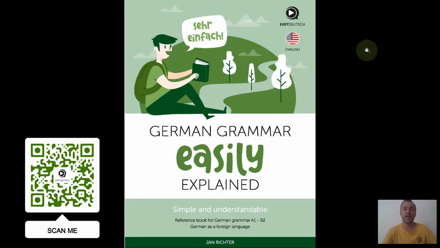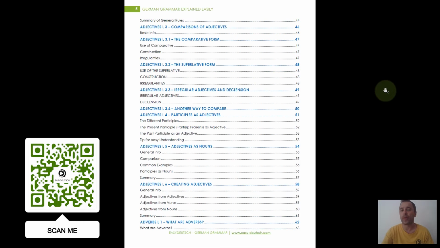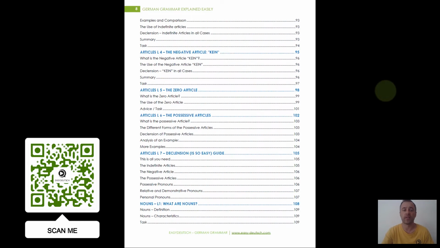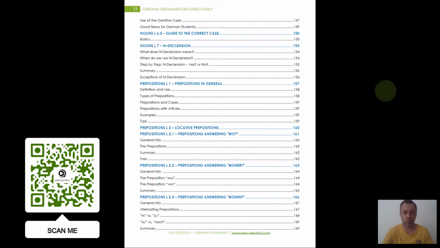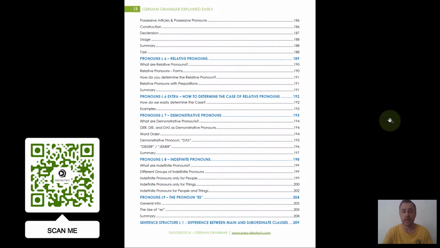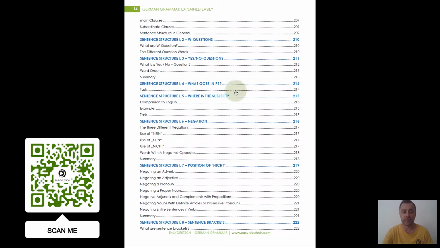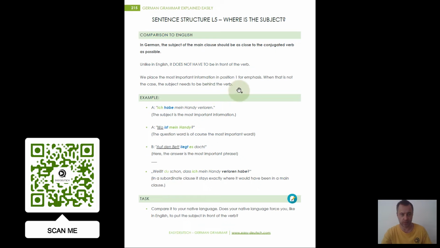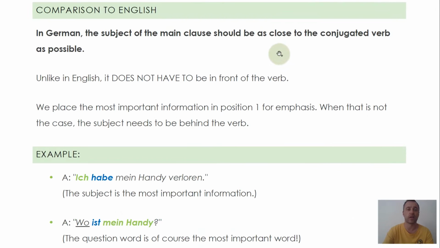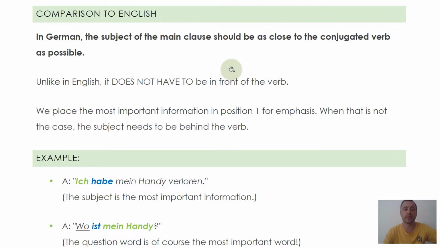So we're here now in my ebook, German Grammar Explained Easily. Today's topic is, where is the German subject? So where can we find that? Usually it is different from English. Let's have a look at English first. How do we do it in English? In English, the subject comes in front of the verb. That's pretty much the case.